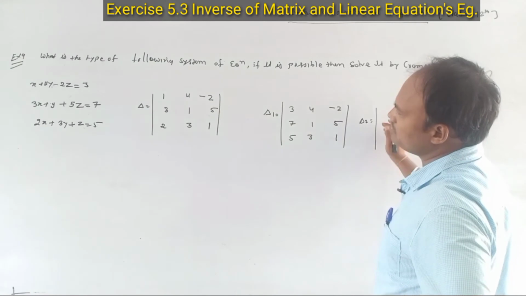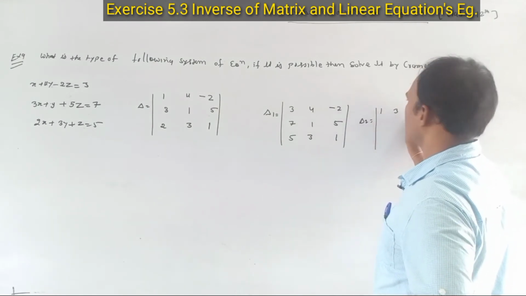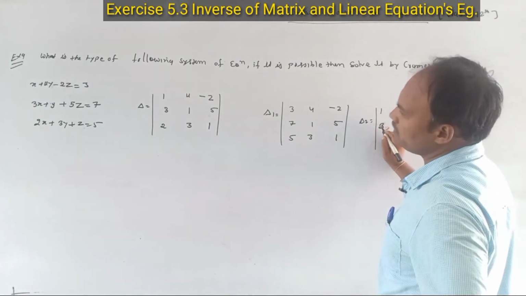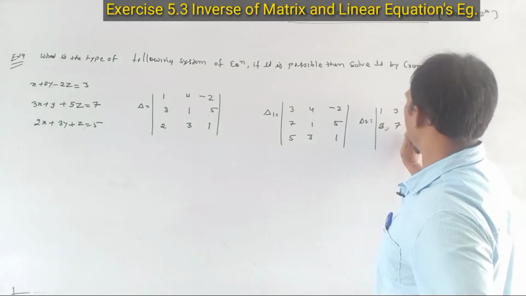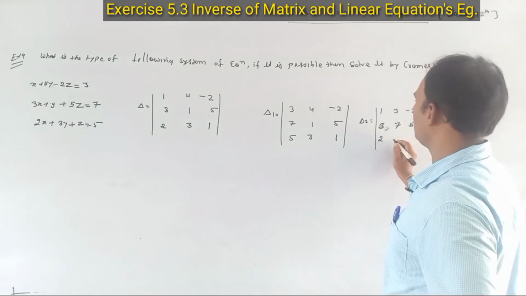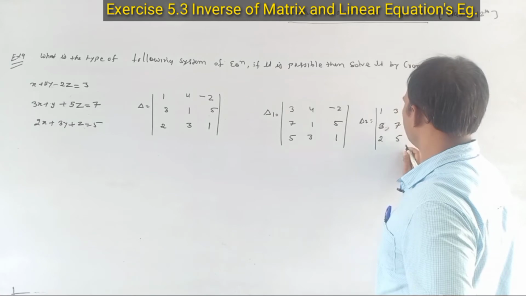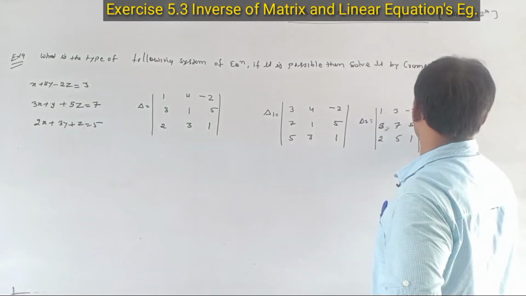Delta 2 is 1, 1, 3, -2, 3, 3, 7, 5, and it is 2, 5, and 1. And what about delta 3?